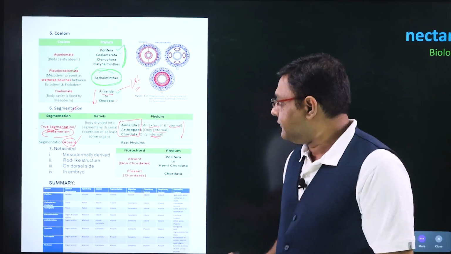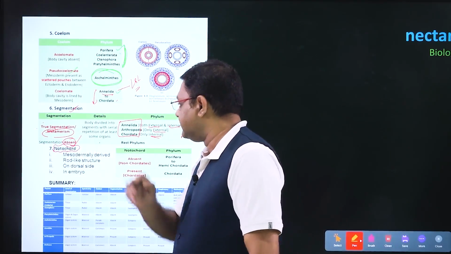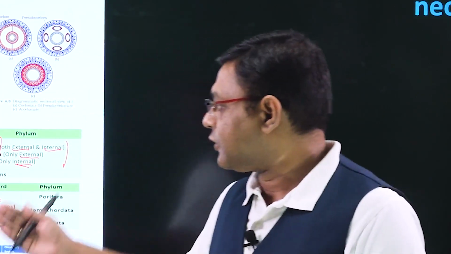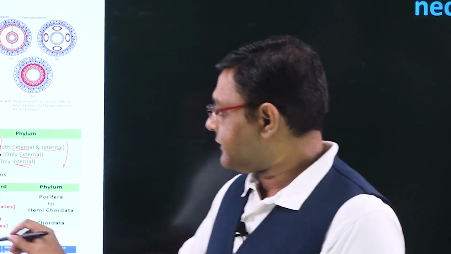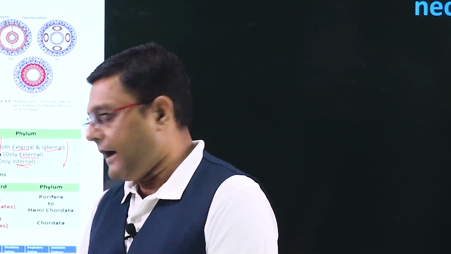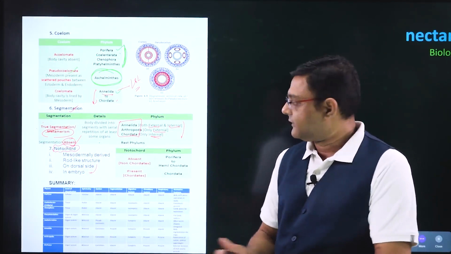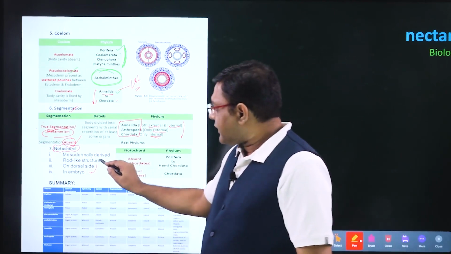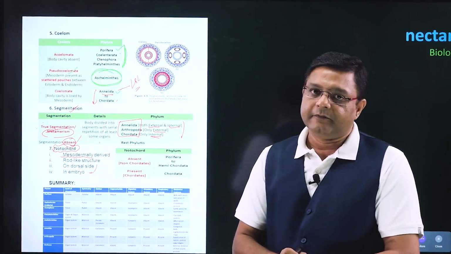After segmentation, we move to the last basis of classification, that is notochord. Now, talking of the structure of notochord, notochord is a rod-like structure which is present on the dorsal side in the embryo. So, this is the structure that we study later, that it converts to the vertebral column. And if we talk about the origin, then notochord is mesodermally derived.